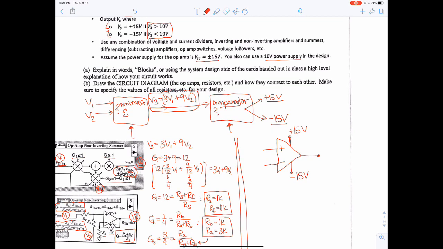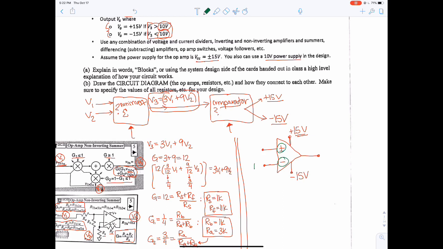So for one of them, since we want to compare it against the value of 10, we're going to place 10 volts on one of these terminals, either VN or VP, and the other one would have V3. So we know that we want to have V3 greater than the 10. We want a plus 15 volts out. That will be achieved when we have the plus side greater than the negative side.